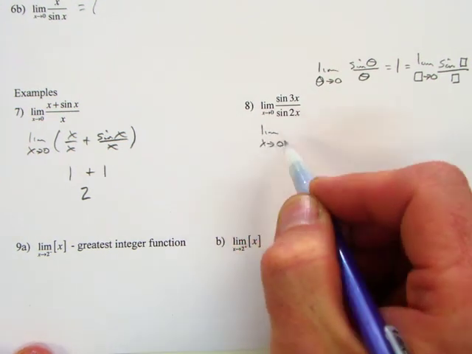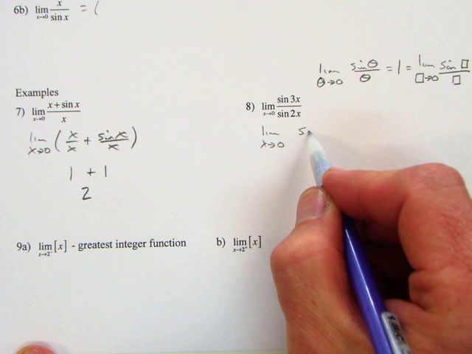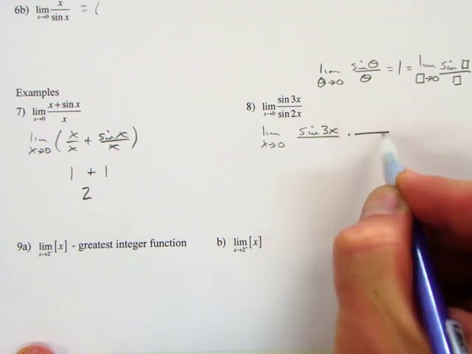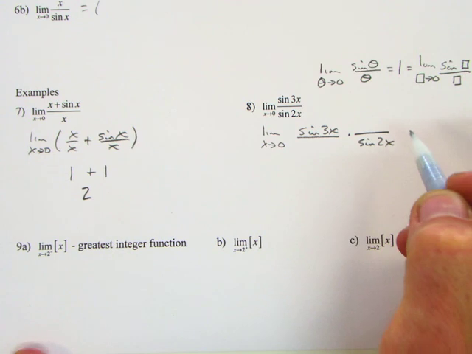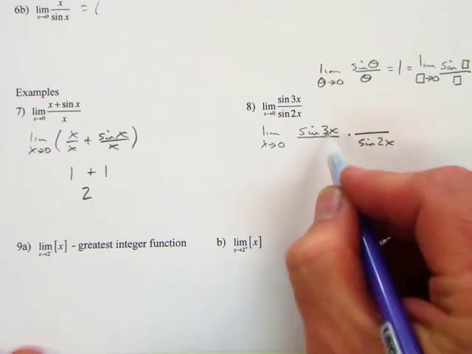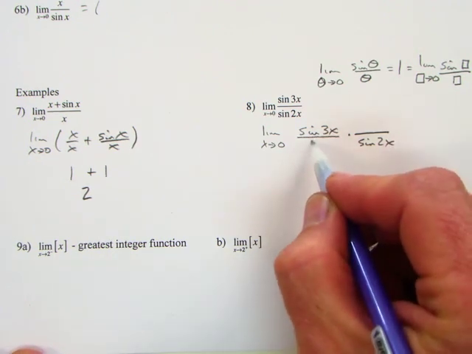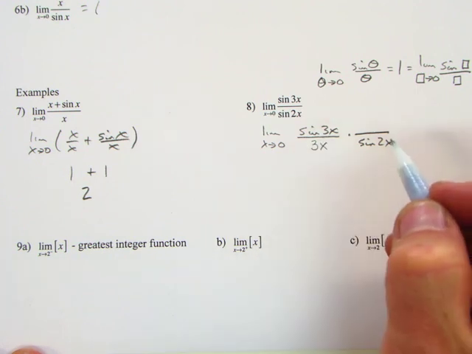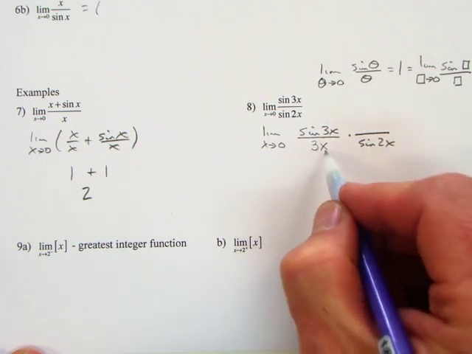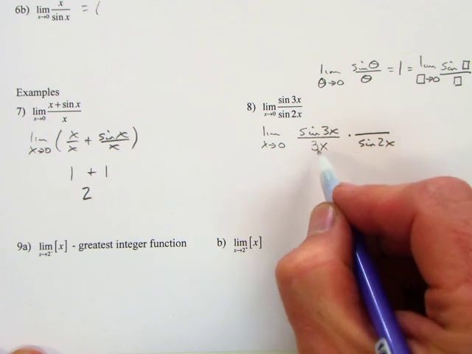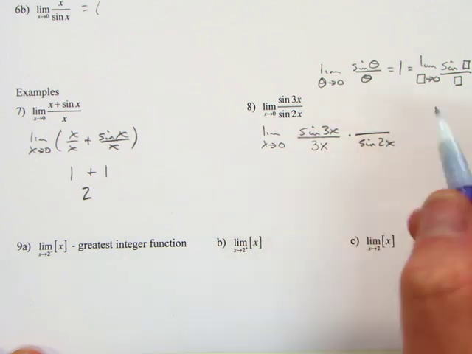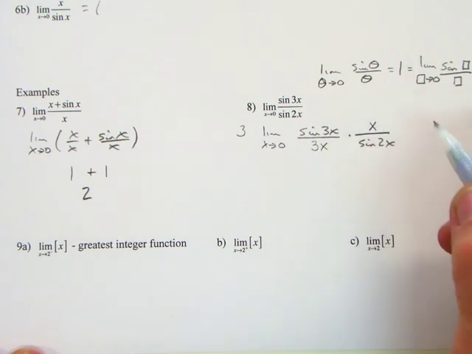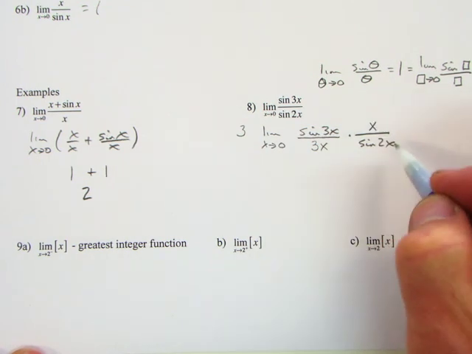We can say limit as x goes to 0 of, well, we definitely don't have that now, but what if we split this up to something like this? Now can you create it? I have sine 3x. What do I want on the bottom? I want a 3x. Now I just changed this problem, so I have to counteract that by multiplying. Since I'm dividing by 3x, I'm going to have to multiply by 3x. So I'll put a 3 out in front, and I'll put an x over here, because I'm going to need the x for the sine 2x.